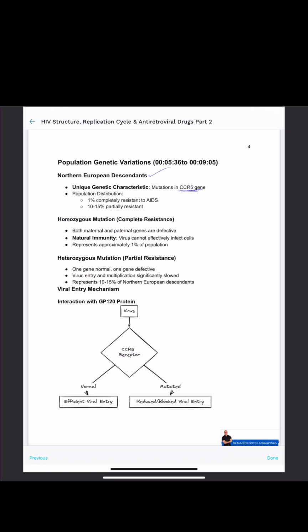Population distribution: 1% are completely resistant to AIDS, and 10 to 15% are partially resistant. The homozygous mutation gives complete resistance. In those who show complete resistance, both maternal and paternal genes are defective. This gives natural immunity: the virus cannot effectively infect the cells. That represents approximately 1% of the population.